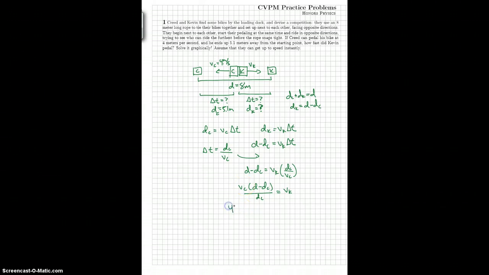Alright, so we know that Creed's going 4 meters per second. We know that Kevin is going 8 meters minus 5.1 meters. And we know that Creed went 5.1 meters, which will give us 2.27 meters per second for Kevin's speed. It really is just a speed and not a velocity, because we ignored the directions here.